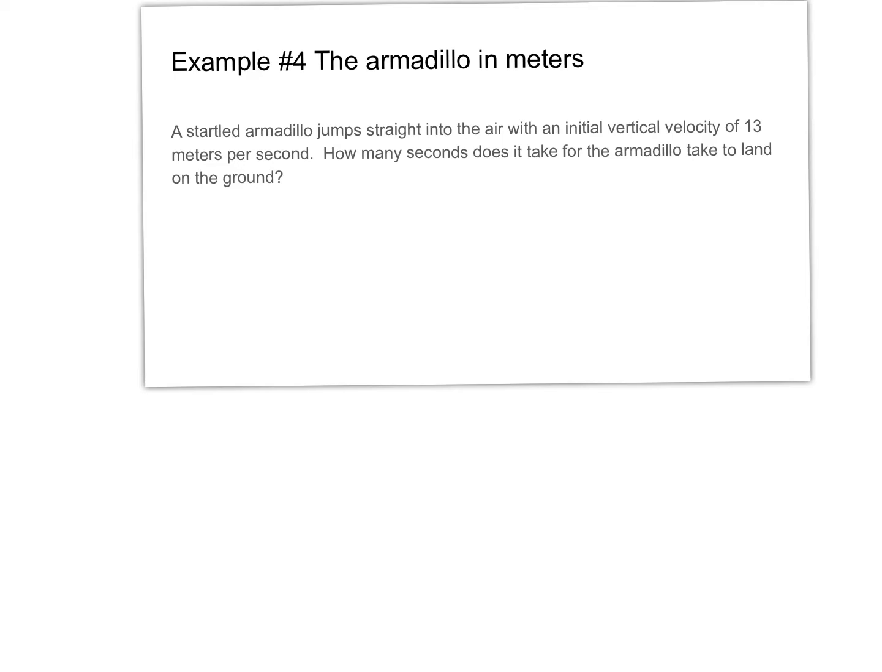Now, that's a typo right there. All right, so here we go. A startled armadillo jumps into the air with initial vertical velocity of 13 meters per second. How many seconds, that's important, does it take for the armadillo to land on the ground? So to land on the ground. Okay, so it's H, T, V, S.